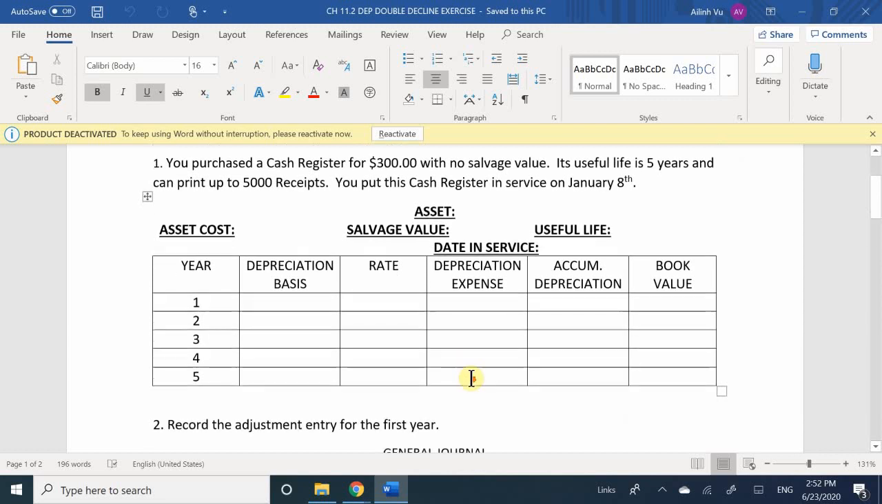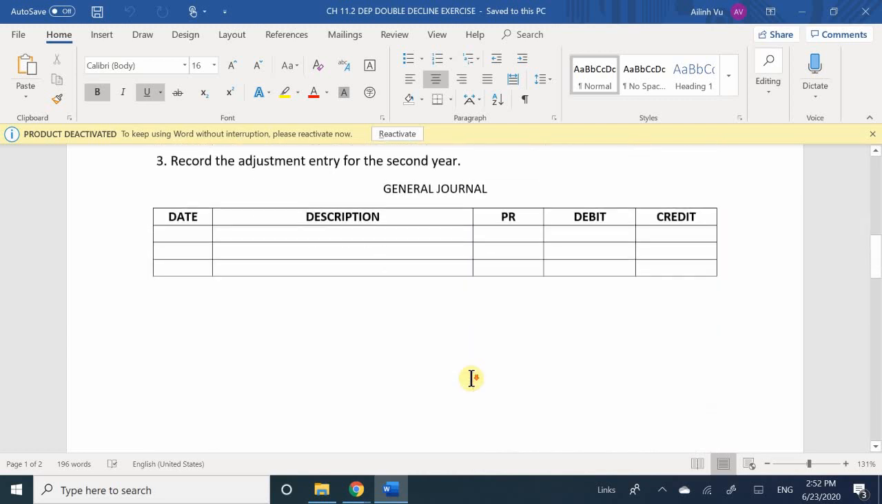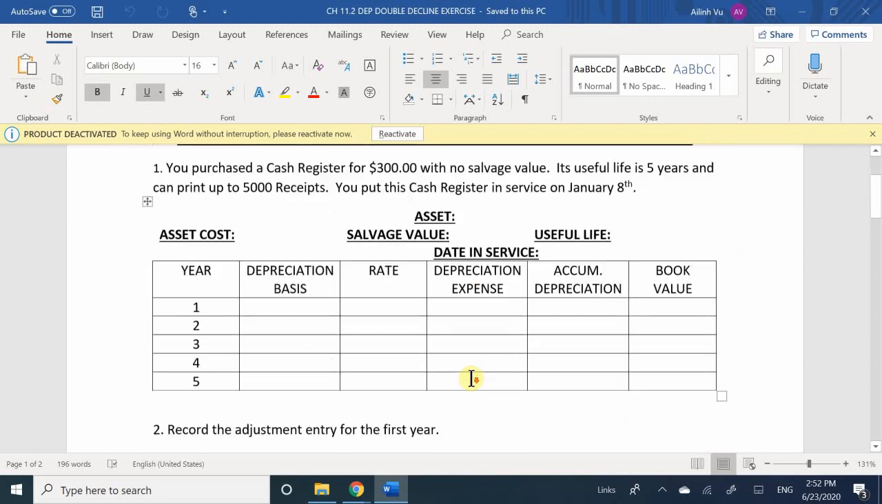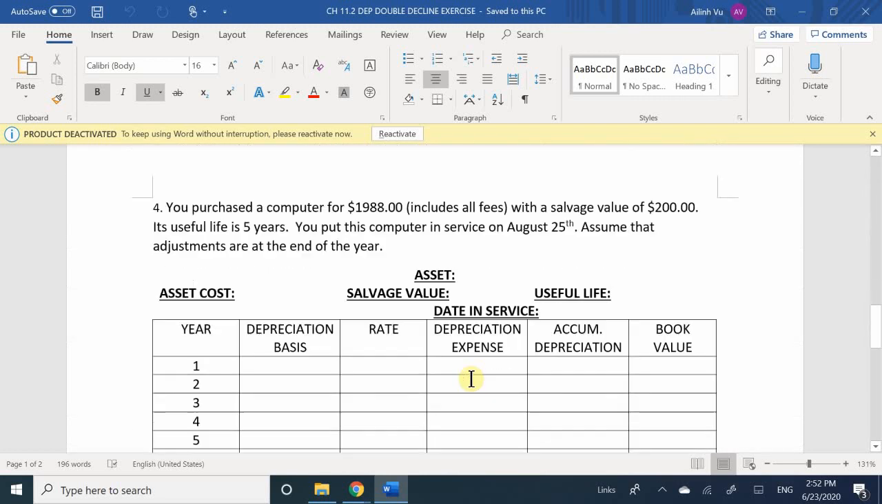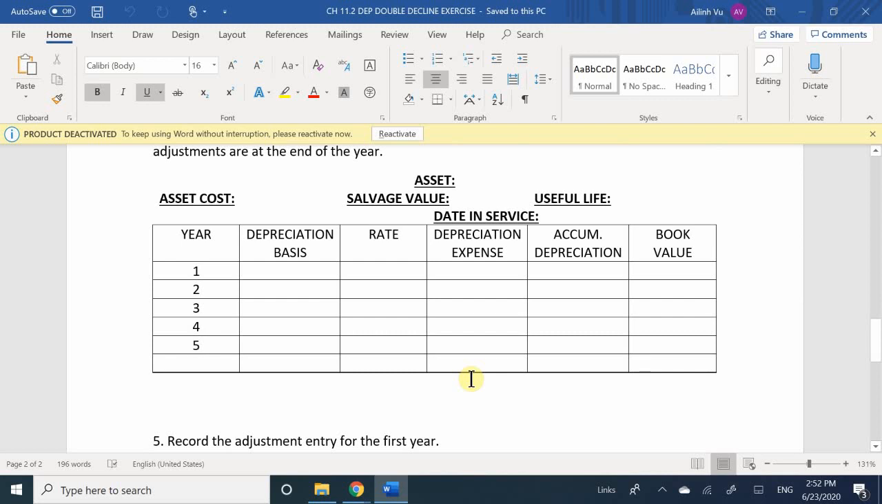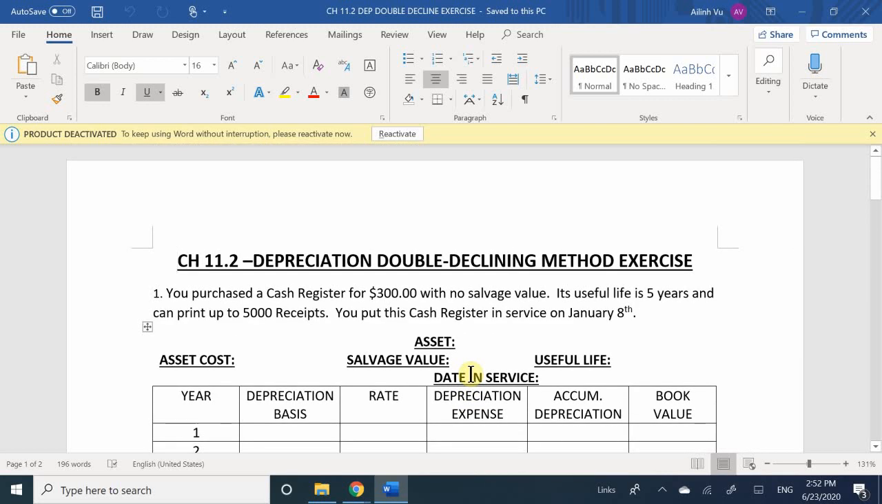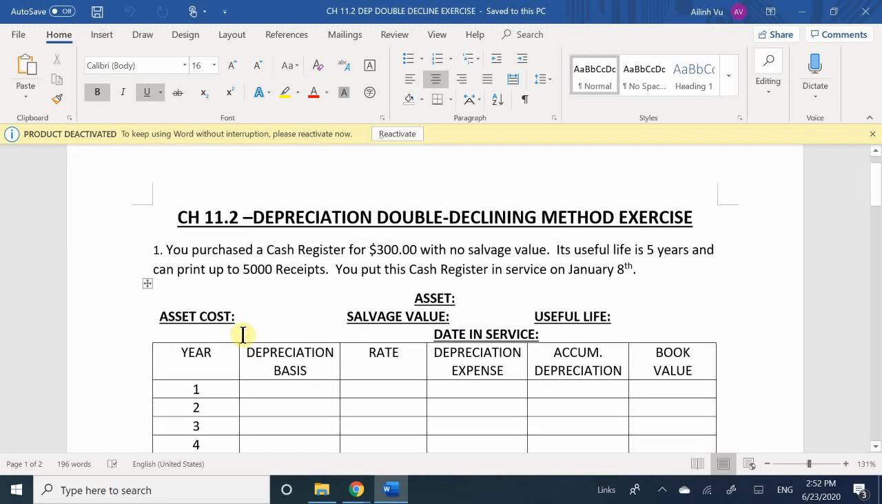If you guys have not printed this already, that's fine. Let's just go ahead and do these next exercises. I only put two because on Thursday I made a longer example, so hopefully we'll be able to dive into that on Thursday. But for now, I just want to make sure that you understand the concept and how to solve for depreciation using double declining. Okay, let's get started.